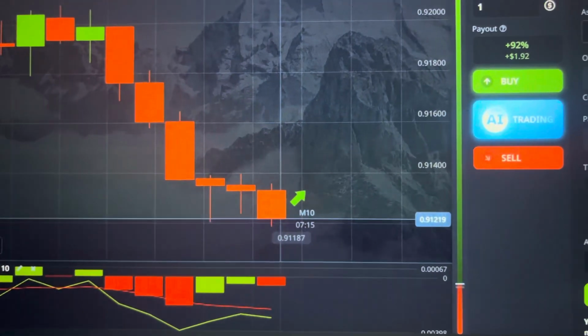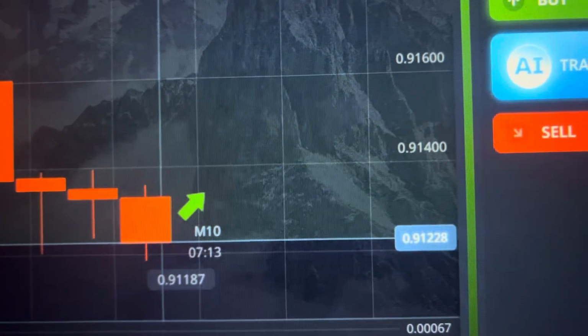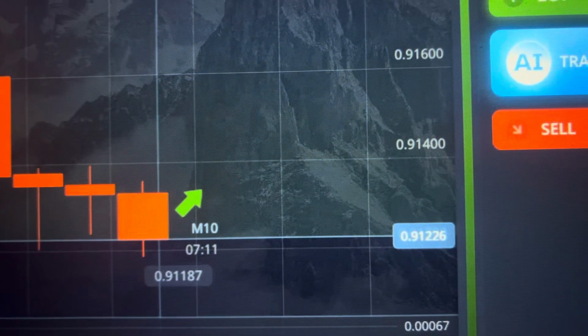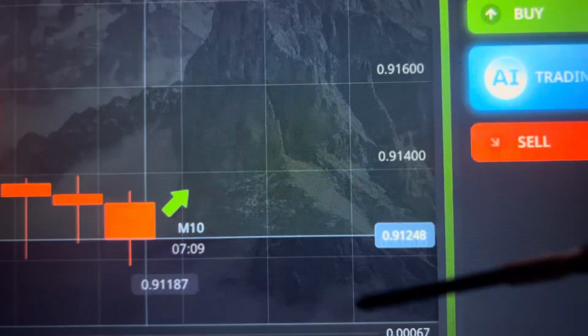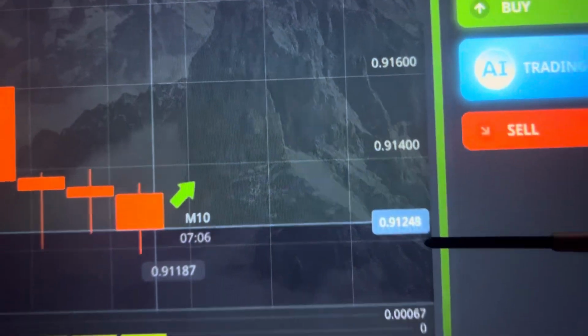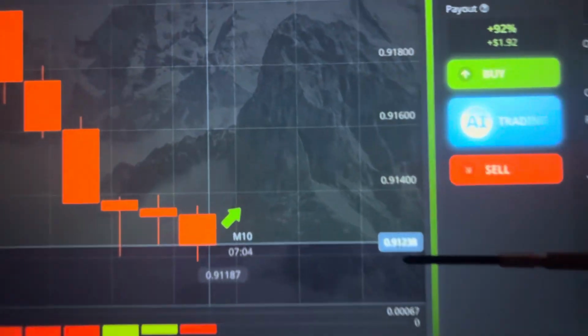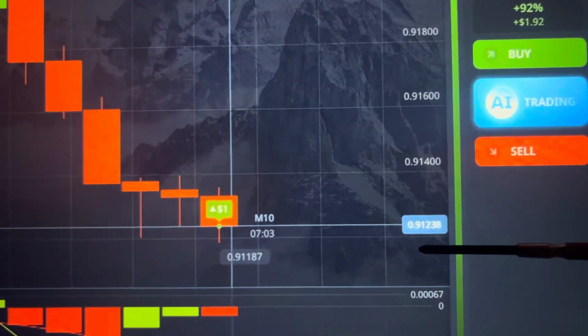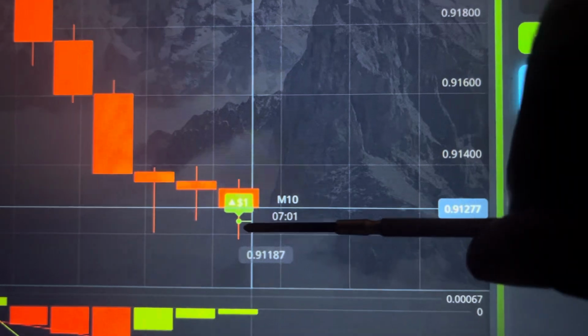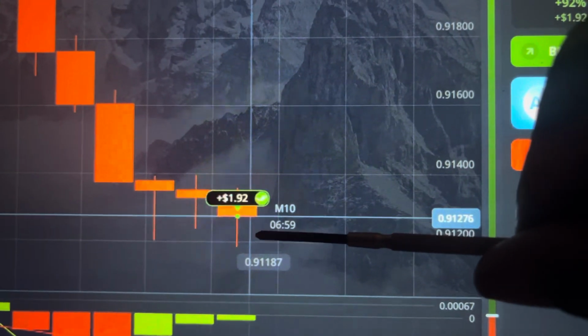I'm looking at how this number right here, you see I go down, 226 right there, 248, but it's still showing a green line, so that means it is bouncing down, but then it's bouncing up. See, I got in right there, and that was another win.